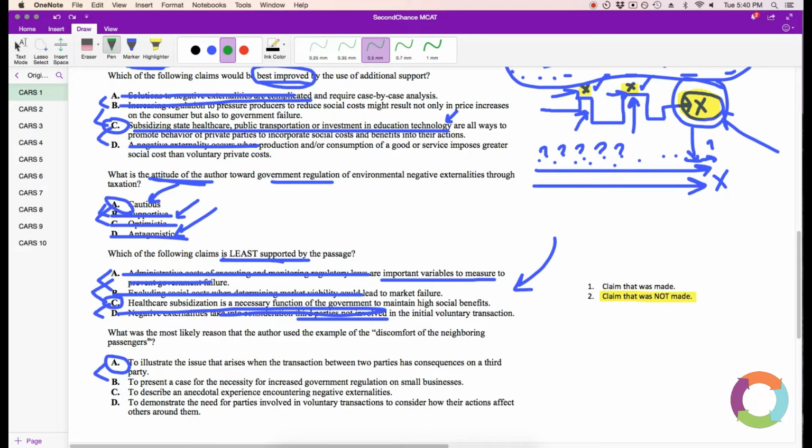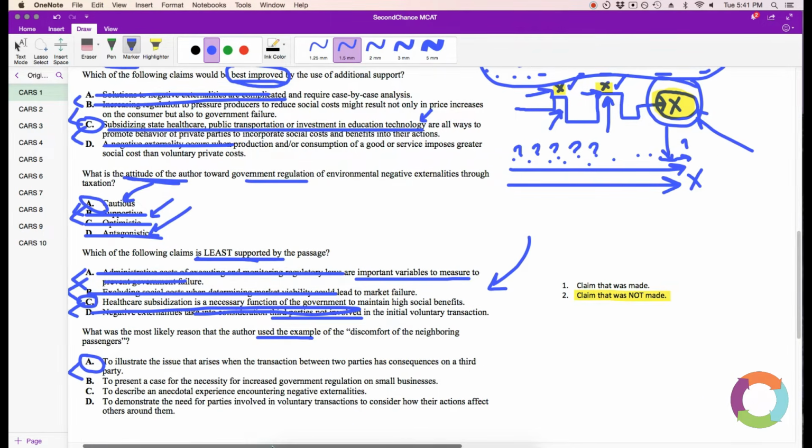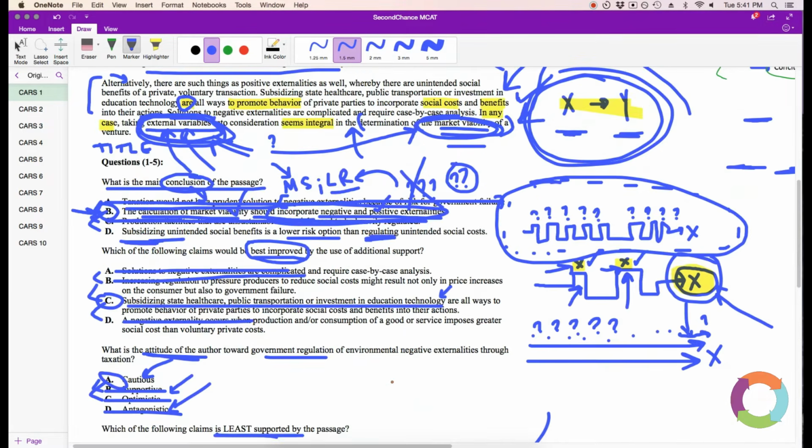And finally, we have number 5 here. What was the most likely reason that the author used the example of the discomfort of the neighboring passengers? So with regards to these types of problems where they ask you what was the reason why such and such used this example, it's a very straightforward formula for solving these problems. And if you remember this formula, you'll be able to solve every single type of problem like this in the future. Step 1, locate the paragraph that this example was in.